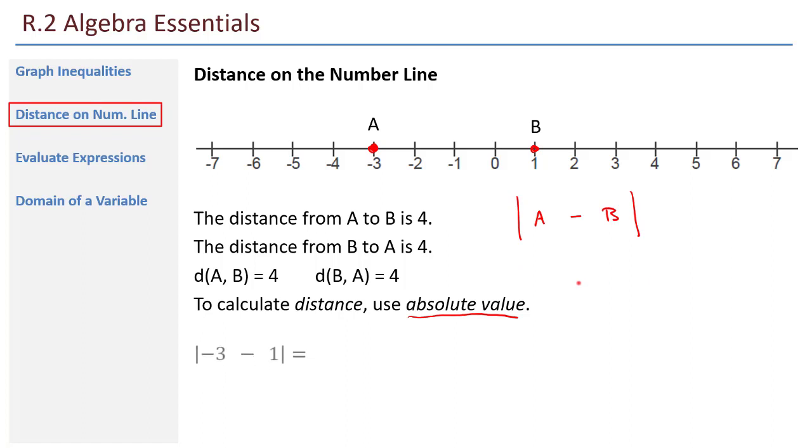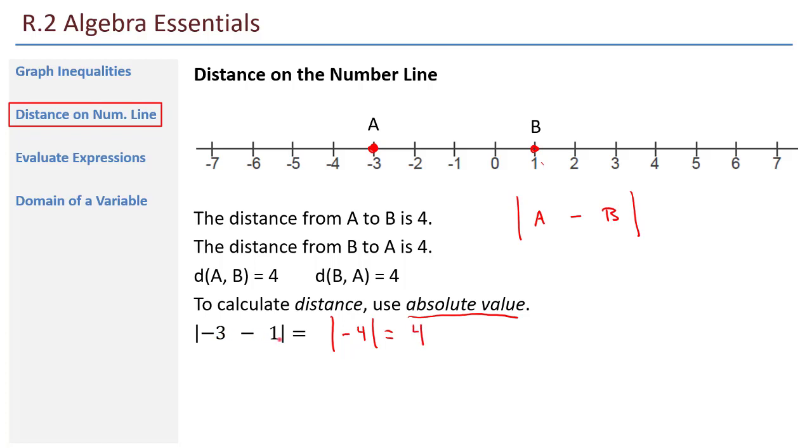All right, let's give that a try. So -3 and +1. I'll compute the absolute value of -3 minus +1. And let's see, -3 minus 1 is -4. So that becomes the absolute value of -4. And the absolute value of -4 is just 4, like we expected. The answer is 4.